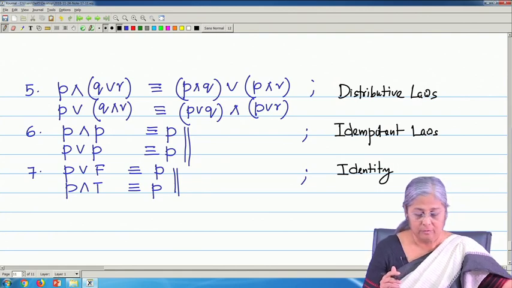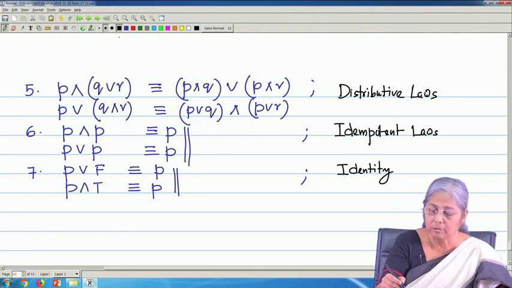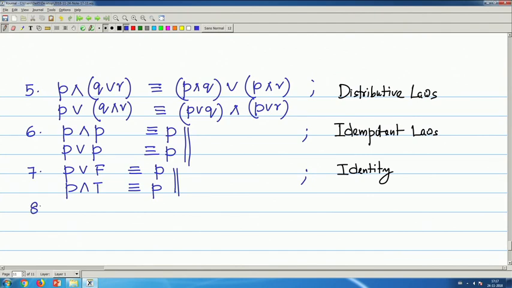Now, we have some other rule we call the inverse rule. If I take the conjunction of P and negation P, we have already seen that this will be false. If I take P or negation P, this is always true. So, these two are the inverse rules.